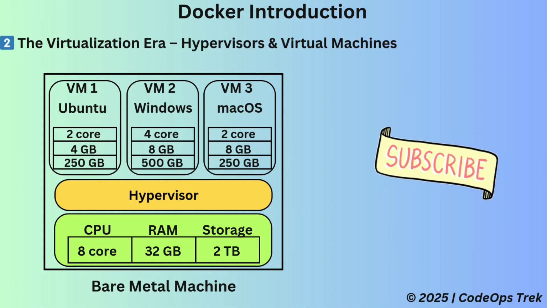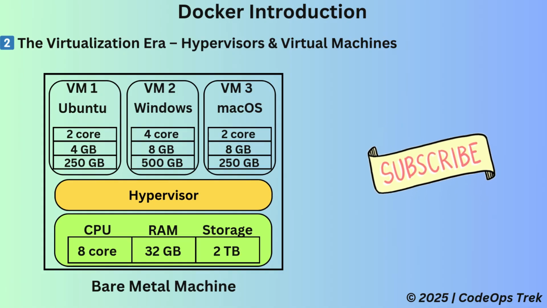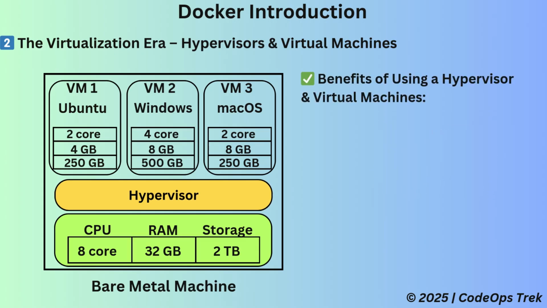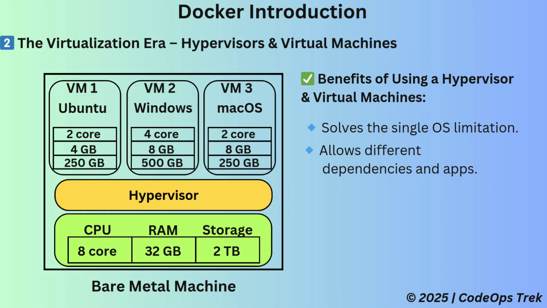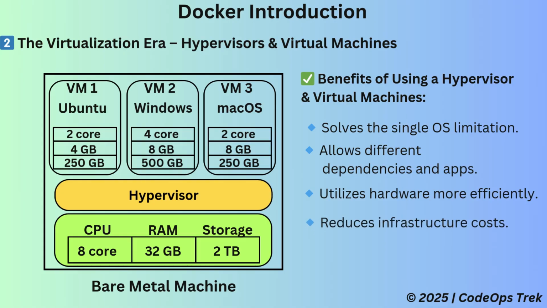This way, the hypervisor removes the limitations of bare metal deployment by introducing virtualization. There are multiple benefits of using a hypervisor and virtual machines. It solves the single OS limitation because each VM can run a different operating system. It allows different dependencies and applications, and each VM can have its own software stack. It utilizes hardware more efficiently because multiple VMs share the same physical server. And virtualization reduces infrastructure costs because fewer physical servers are needed compared to bare metal deployment. While virtual machines solved many issues, they still had some drawbacks, like resource overhead and slow startup times.